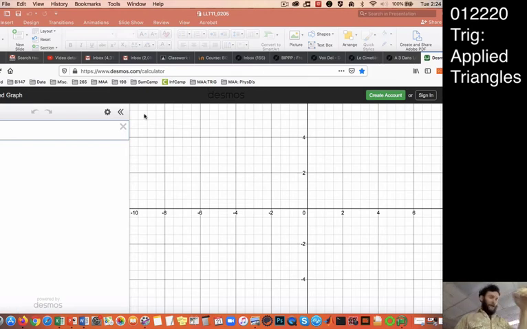Okay, well, we got 40. Write it down. Okay, let's see, and we'll try it here. On Desmos, I think this is how you do it.